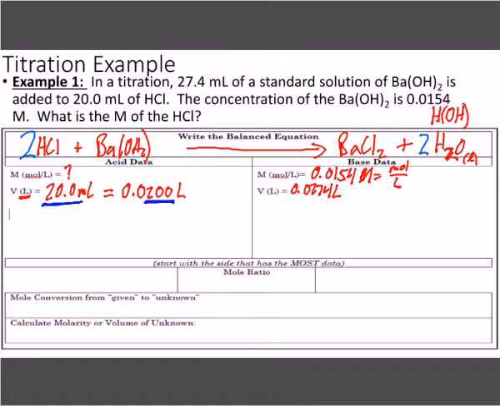Any questions about that? That should be a piece of cake. Step 1, balance the equation, predict the products. We did that. What does step 2 say in your notes?